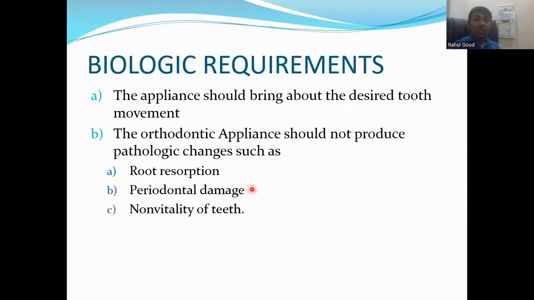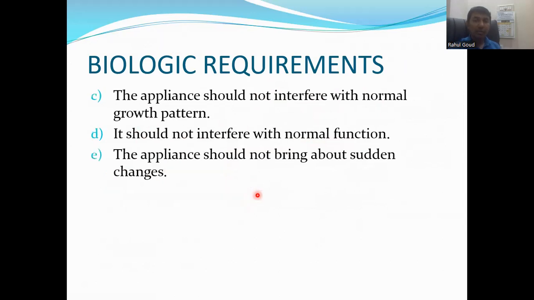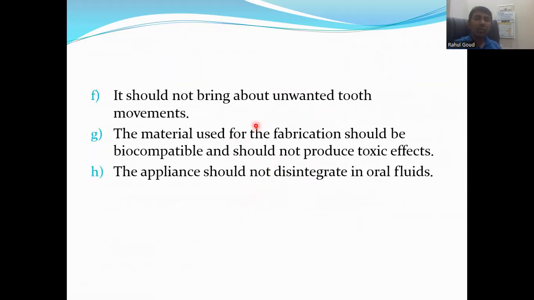So once again, coming to the biological requirements, the first thing is it should bring about the desired tooth movement. And while bringing such a movement, it should not produce pathologic changes, which are root resorption, periodontal damage, and non-vitality of teeth. The appliance should not interfere with normal growth pattern, should not interfere with normal function, and should not bring about sudden changes. It should not bring about unwanted tooth movements.